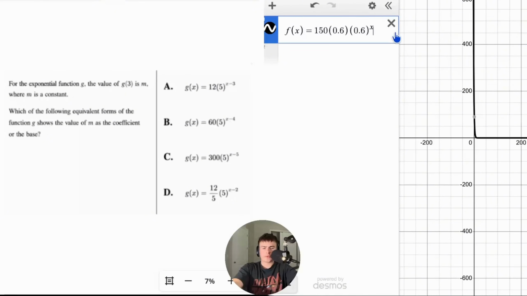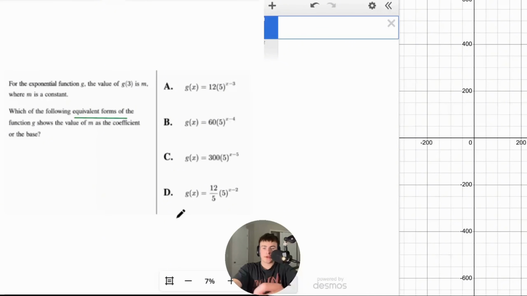Let's go. For the exponential function g, the value of g of 3 is m, where m is a constant. So I know g of 3 is m. Which of the following equivalent forms of the function g? By the way, this means all these are equivalent. They're all the same function, just written differently. Which of the following shows a value of m, so g of 3, as the coefficient or the base?